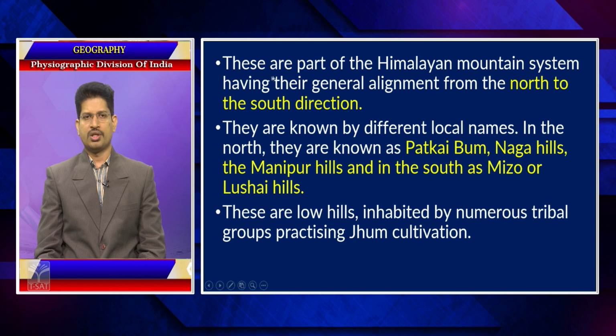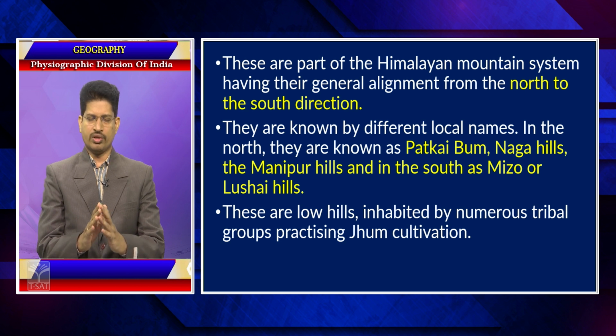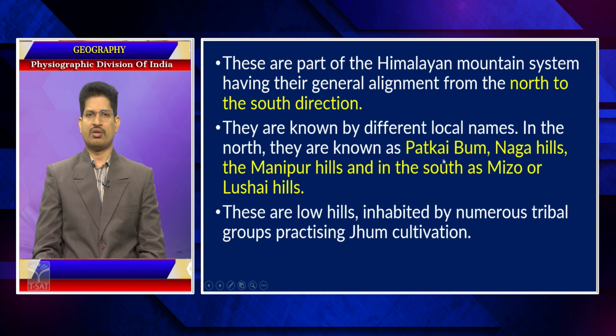So these are part of the Himalayan mountain systems, having their general alignment from the north to south directions. They are known by different local names. What happened here is, in the case of the northeastern states, the orientation of the Himalayas has changed to a north to south direction. In these different regions, the mountains are called by different names like Patkai Bum, Naga Hills, Mishmi Hills, and further south the Mizo and Lushai Hills. So the Himalayas change their orientation to north and south in northeastern India.